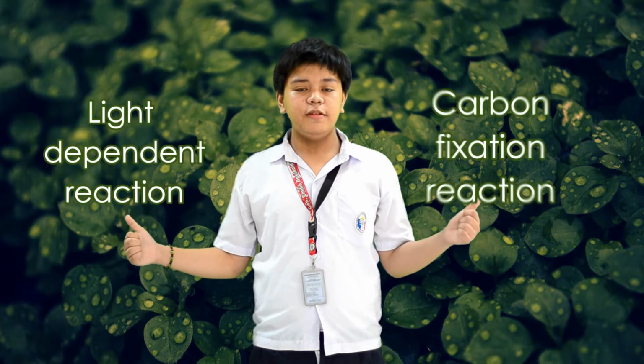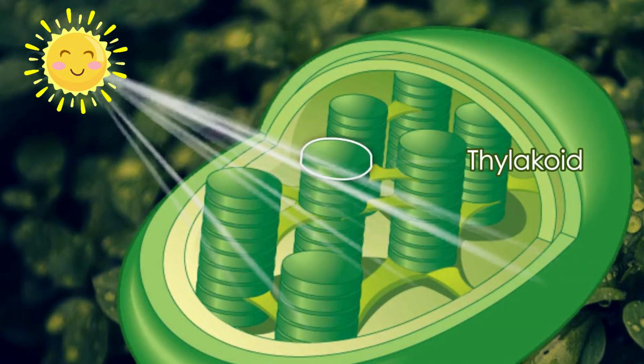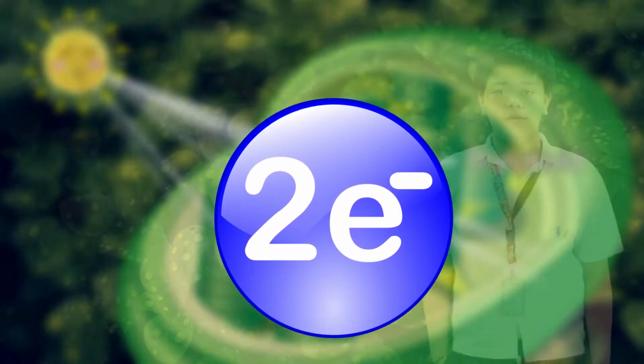The reactions of photosynthesis occur in two stages, the light-dependent reaction and the carbon fixation reaction. The light-dependent reaction occurs in the thylakoid. Electrons are supplied to the system from the splitting of water.